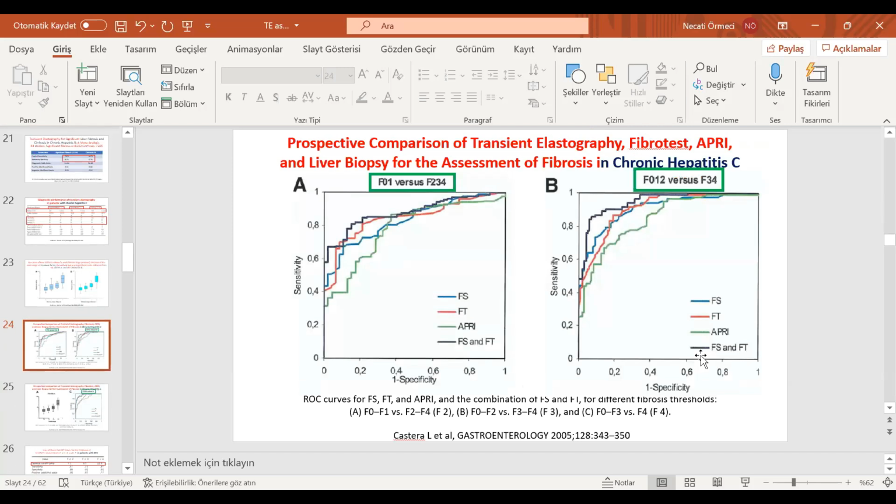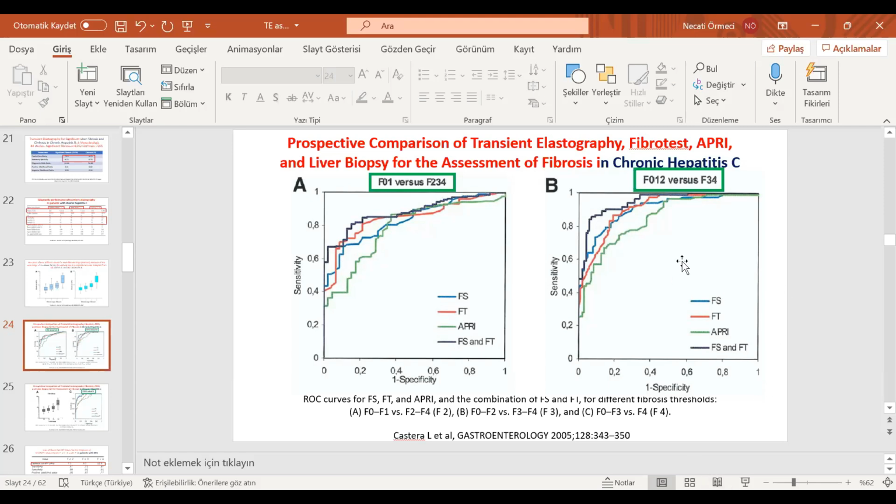This is another prospective comparison of transient elastography, fibrotest, APRI, and liver biopsy for the assessment of fibrosis in chronic hepatitis C. When you compare F0, F1 versus F2, 3, and 4, please look at this graphic. FibroScan is the blue one, fibrotest the red one, but the combination of FibroScan and fibrotest looks like the best option for diagnosing F2, 3, and 4 fibrosis.